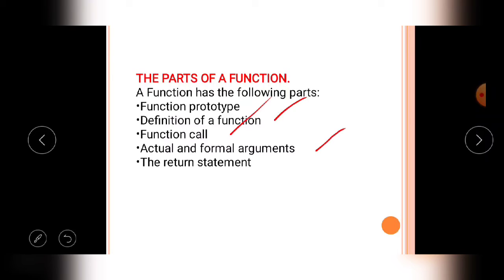So what are the actual arguments and what are the formal arguments? In the functions concept, when a function calls another function, that function is called the caller function. Next, when a function is called by another function, that type of function is called the calling function.